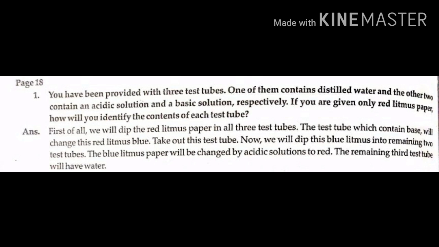Answer. First of all, we will dip the red litmus paper in all the 3 test tubes. The test tube which contains base will change the red litmus to blue. Take out this test tube. Now we will dip this blue litmus into the remaining 2 test tubes. The blue litmus paper will be changed by the acidic solution to red. The remaining third tube will have water.